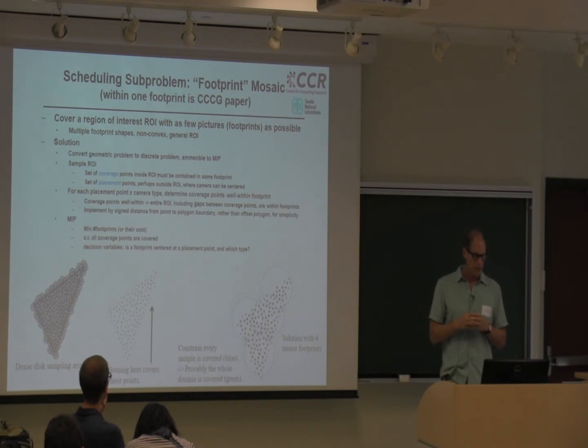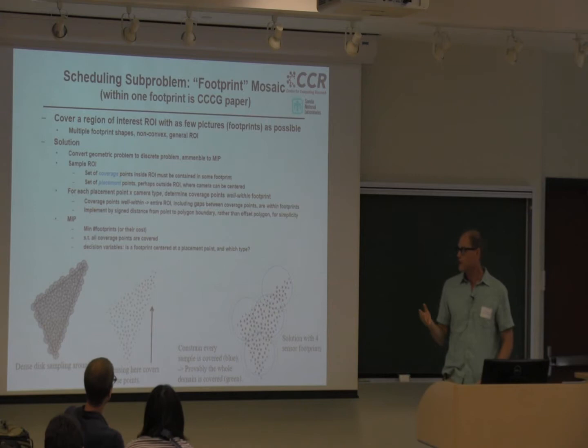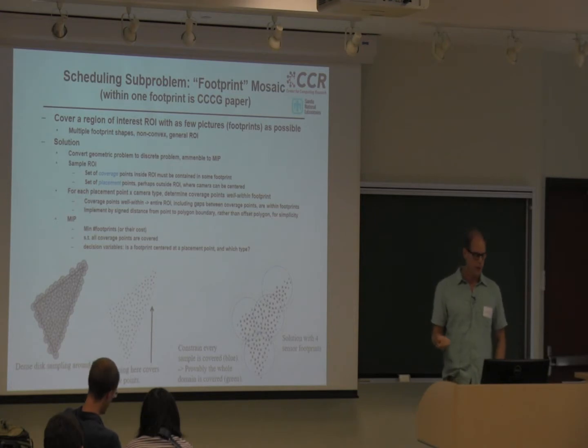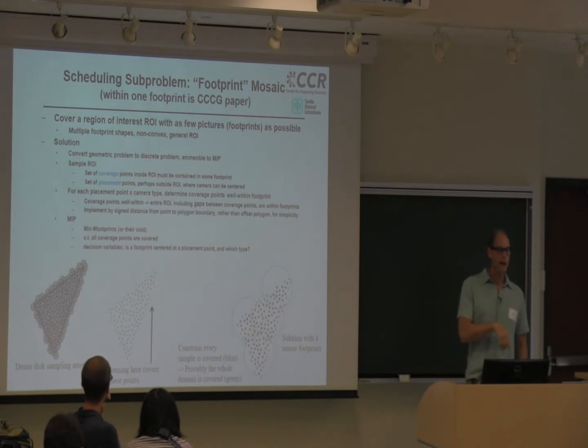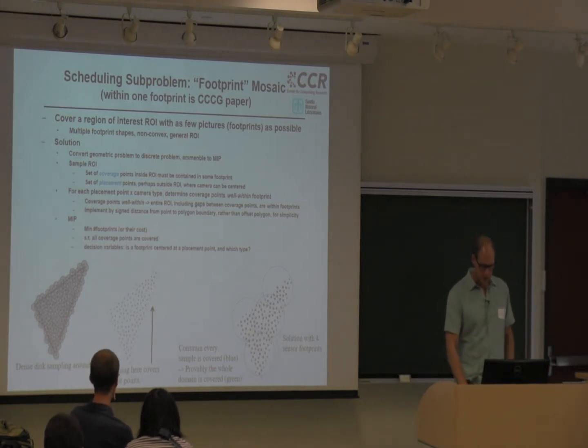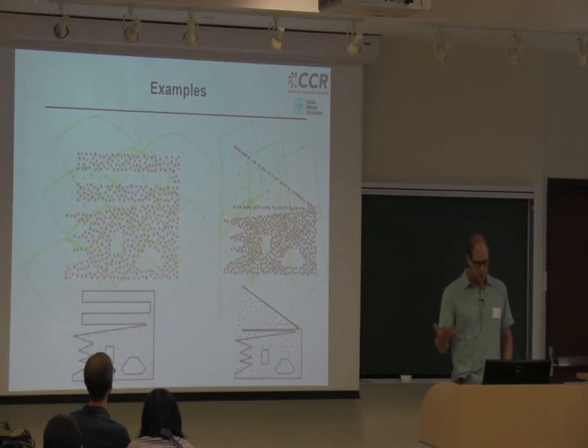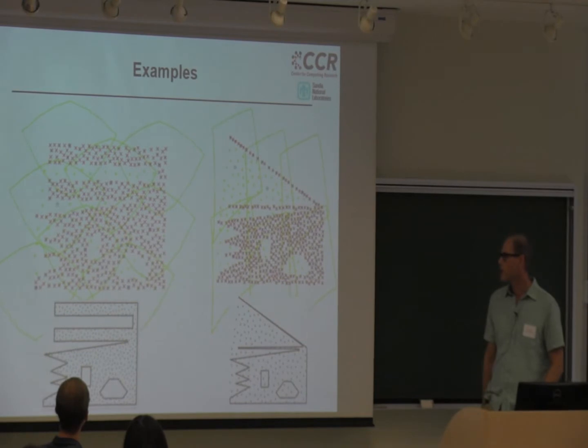Our solution was to convert it into this giant discrete optimization problem where you have a bunch of sample points and you have to cover all the sample points, and you shrink the camera image a little bit so that if all the discrete points are covered, all the gaps in between are covered as well. You model this all as some big mixed integer program, and the advantage is it allows you to plug it in directly to the larger scheduling problem, which is also a MIP. So you can do those kind of weird shapes that I was talking about before.